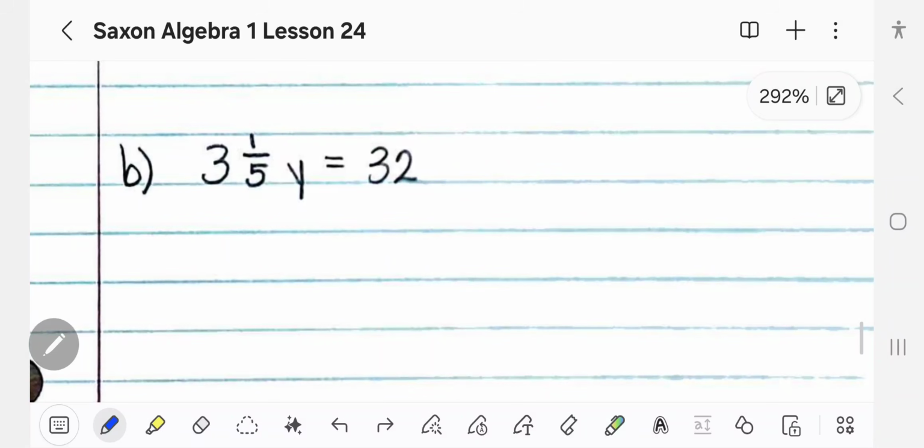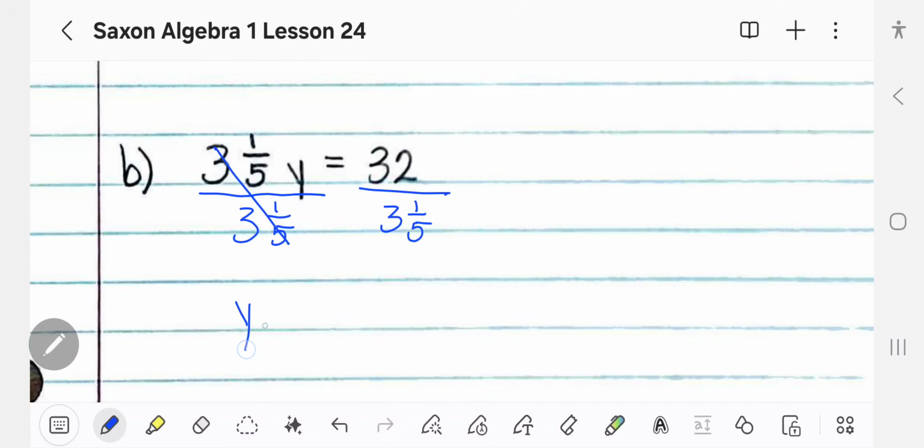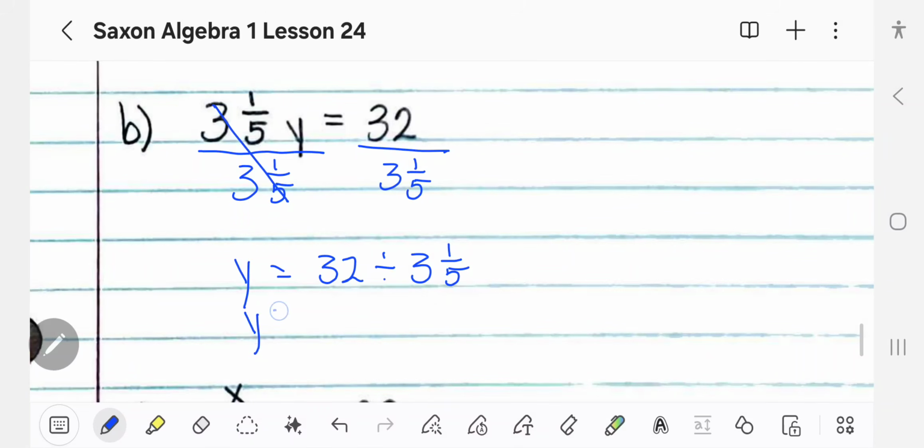All right, now we have a mixed number. They're multiplying by 3 1/5. Let's divide by 3 1/5. Y is equal to 32 divided by 3 1/5. Let's change that to multiplying by something. But first, we're going to need to change this to an improper fraction. So let's do that. 3 times 5 is 15, plus 1 is 16/5. So that's the same as 16/5. But we're going to need to flip it.